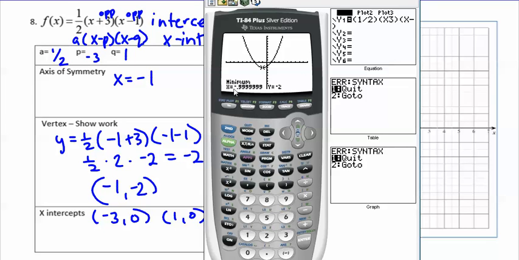This -0.99999 is a rounding error. It is actually -1, but the -2 shows up for your y value. Okay, so that's the end of pages 1 through 3, and there's another video for pages 4 through 6.